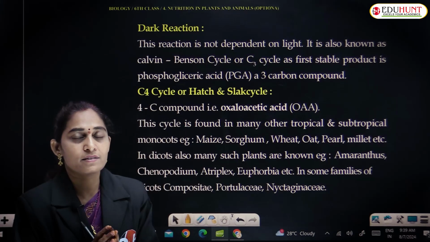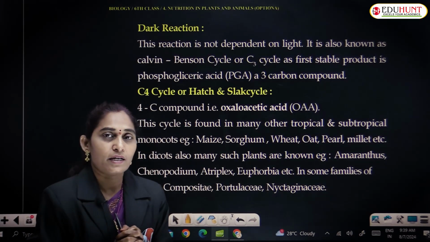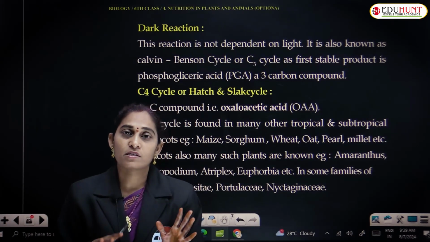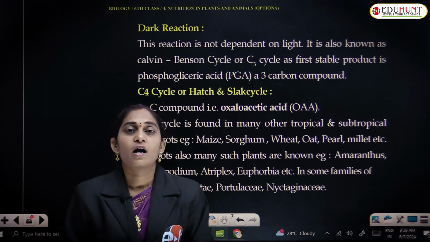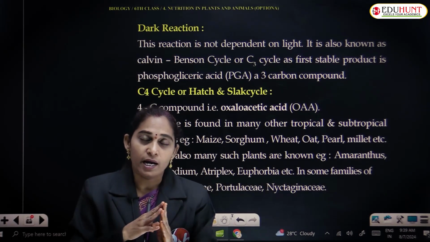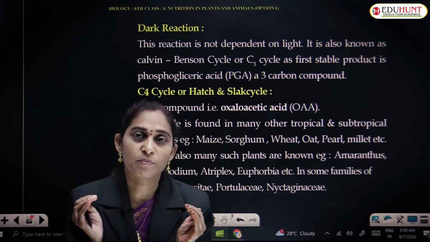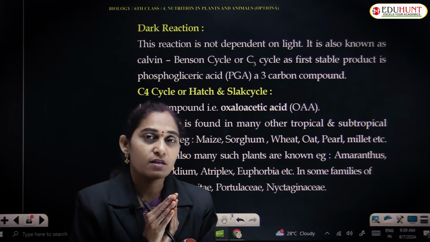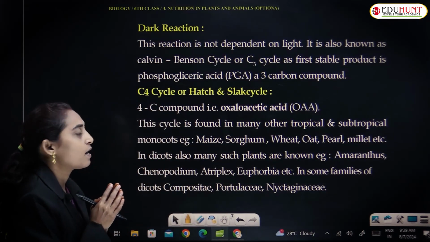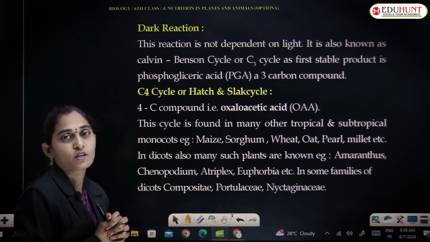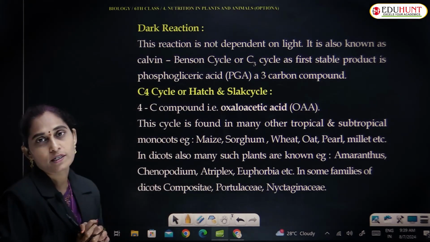In the second case, that is during night time, the entire photosynthetic process shuts down. Water entry will not be there. That is why the guard cells become flaccid. As a result of this, the stoma closes. The stomata remain closed during night time.